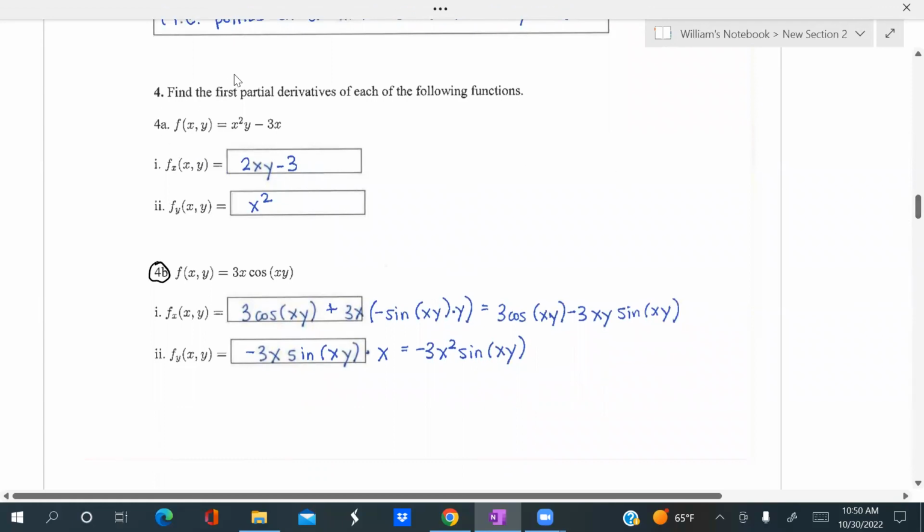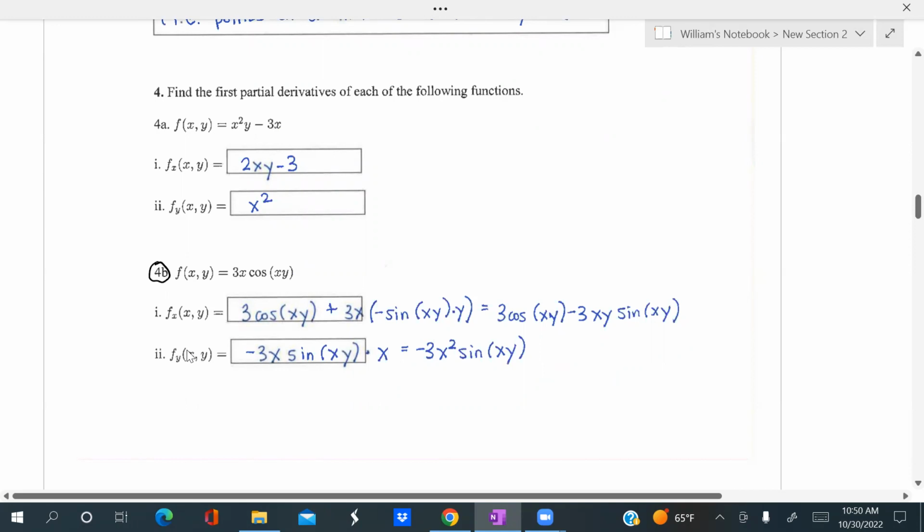So here in problem 4, we just want to find first partial derivatives of the following two-variable function. Here we're going to utilize our calculus skills. All right, let's look at problem 4b. Here we have this two-variable function, 3x times the cosine of xy, and we want to find the partial derivatives. So we want the partial derivative with respect to x, and then also the partial with respect to y.